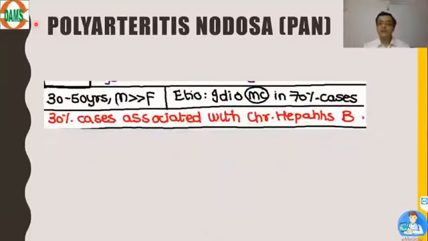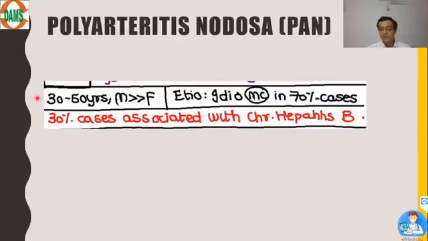Right? So let us start with epidemiology. Now we will go fast. Same proforma, fast. I am giving you direct notes. Polyarteritis nodosa epidemiology: it affects middle-aged males, 30 to 50 years, males more than females.